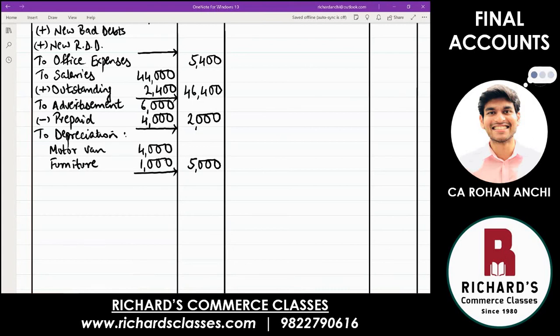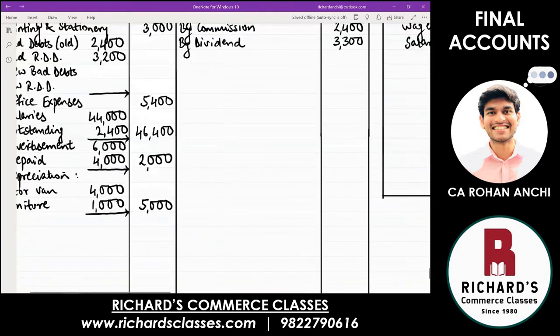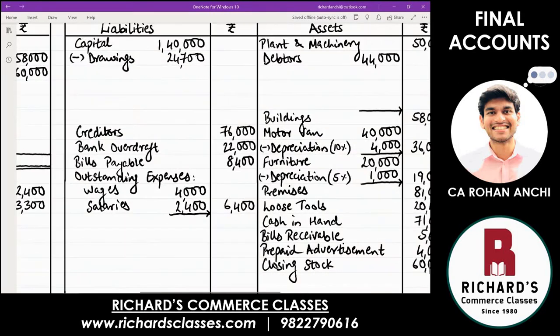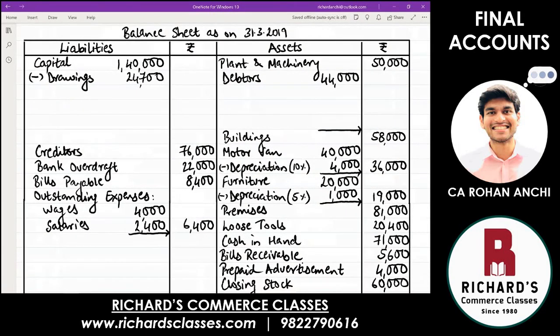And the next adjustment of bad debts and RDD, both are going to be done on debtors. So come to the balance sheet asset side. And debtors we have written in the inner column 44,000. Now we had this discussion in the previous lecture. If you remember, you tell me. When bad debts and RDD both adjustments are there, which one out of the two are you going to do first?